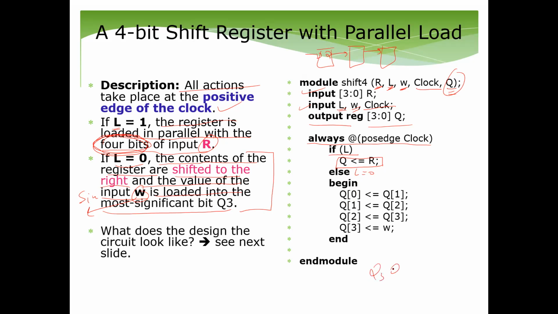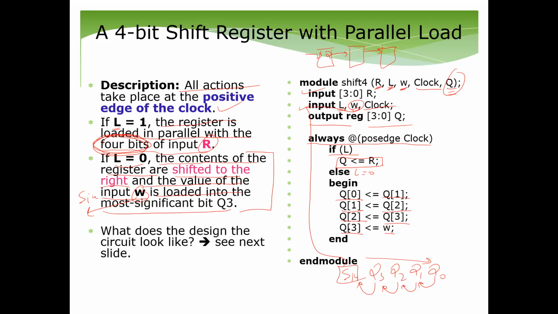Now, when you shift right, what do you do? Q3, Q2, Q1, Q0. If you want to shift right, that means Q0 will take the value of Q1, Q1 will take the value of Q2, Q2 will take the value of Q3, and Q3 will take the value of your serial in. In our case, serial in is W. So that's what you do. You write Q0 takes on Q1, Q1 takes Q2, Q2 takes Q3, and Q3 takes W. As easy as that.